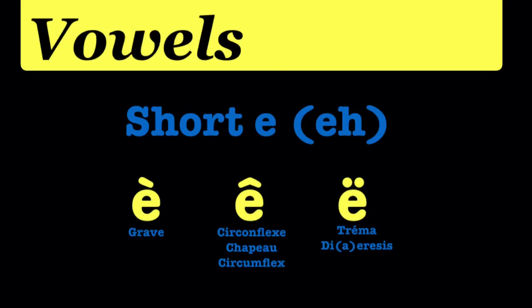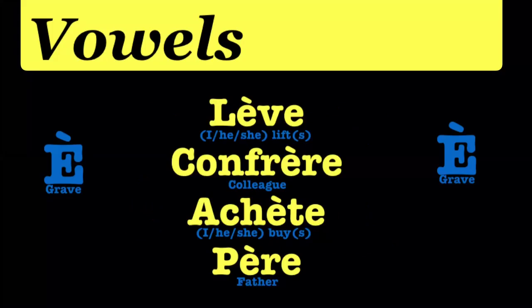So let's take a closer look at the E with the accent grave, the grave accent. So here we have our E with the accent grave, or grave accent, which again is pronounced eh. And here are some examples. Lève, confrère, achète, père. So again, your E with your accent grave is pronounced eh, and this is consistent. When you see the letter E with your accent grave, it will be pronounced eh.